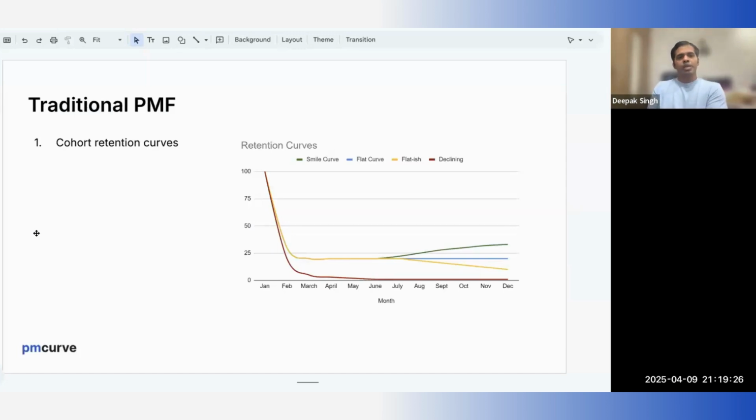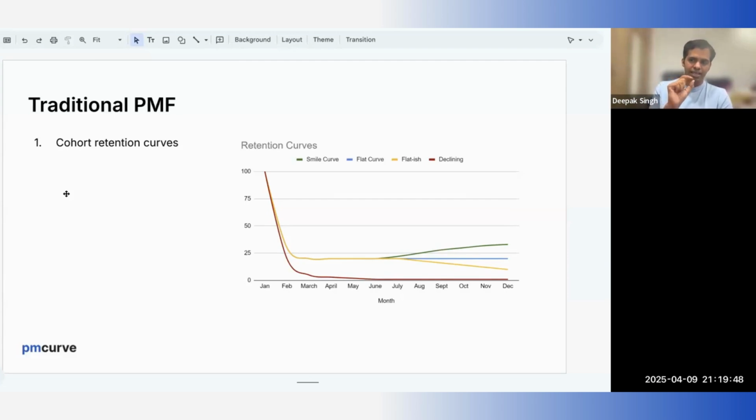So let's talk about PMF. In traditional PMF problems, what used to happen is you used to look at two things. First is cohort retention curves, which is to say that you look at the users who came in January, for example, the new users who came in January, how many of them came back in February, then March, then April, and May and June.